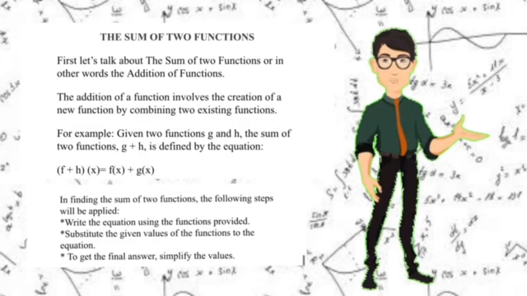In finding the sum of two functions, the following steps will be applied. Number 1. Write the equation using the functions provided. 2. Substitute the given values of the functions in the equation. And 3. To get the final answer, simplify the values.